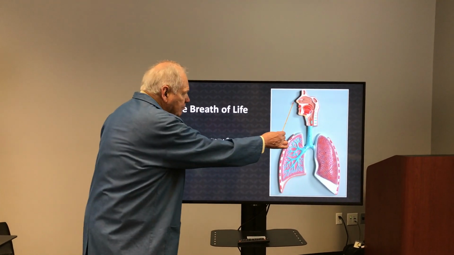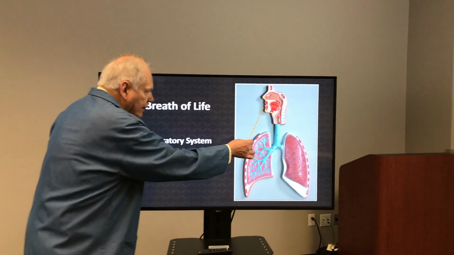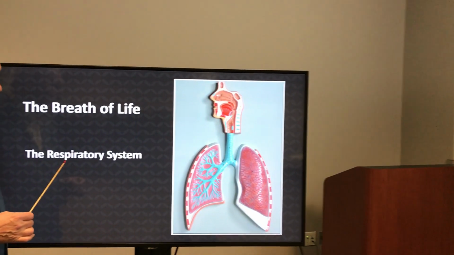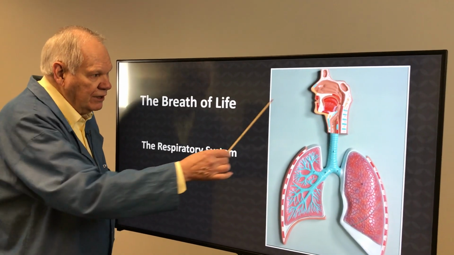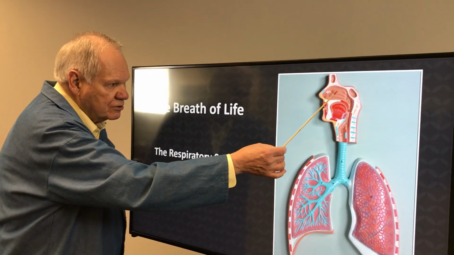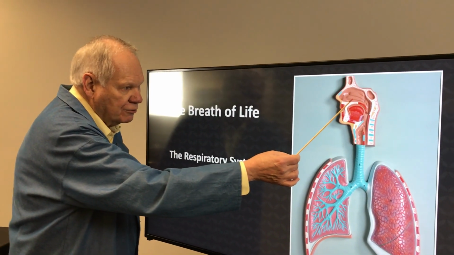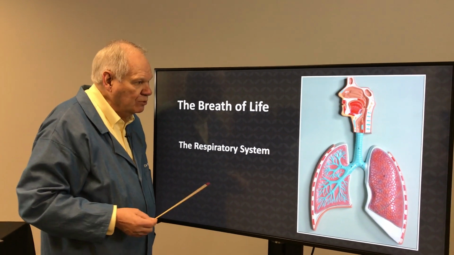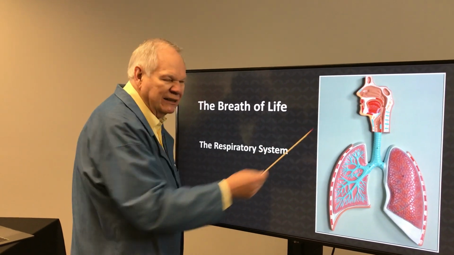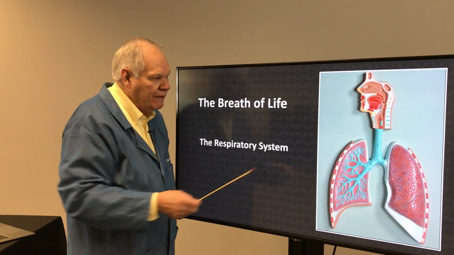The air comes in through the nose and through the mouth. We try to breathe through our nose as much as possible. When the air comes in through the nose, this is the inner surface of the nose, and in the back here there are three like shelves that stick out from the wall, just like shelves attached to a wall. These are called turbinates.